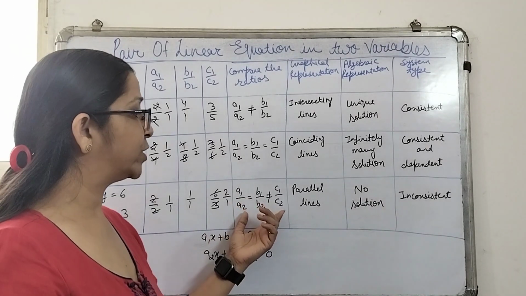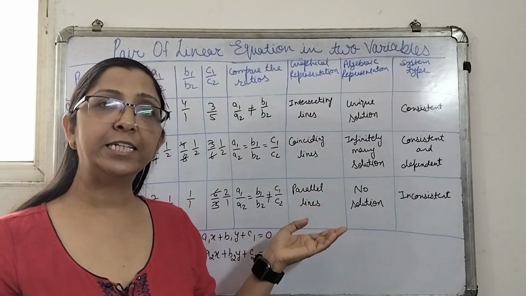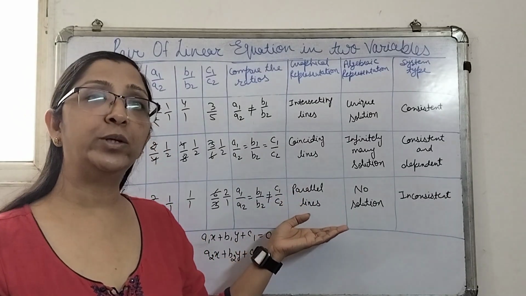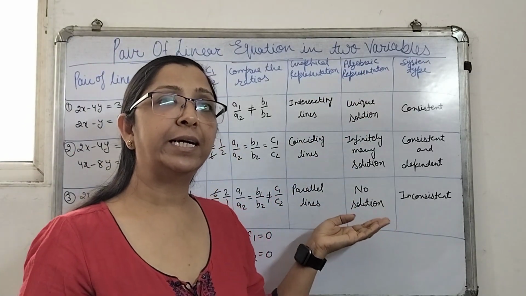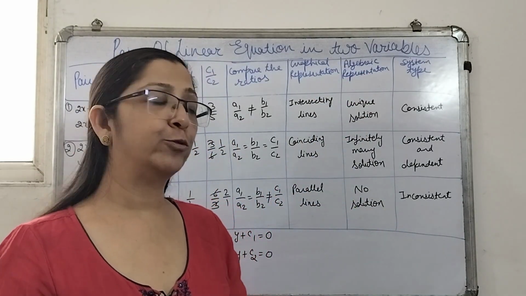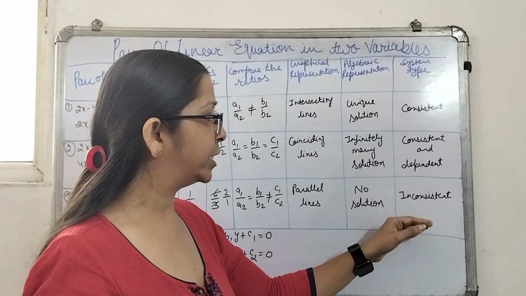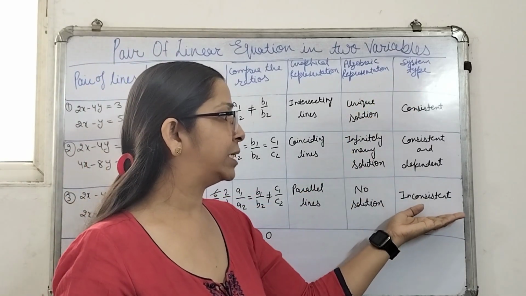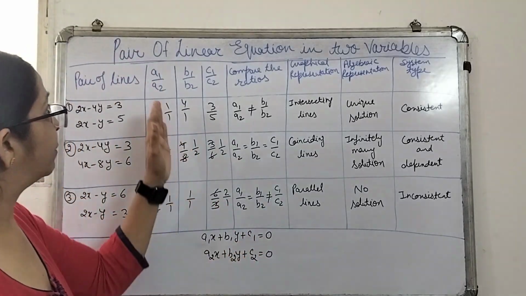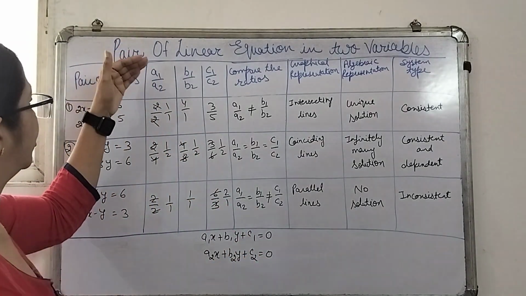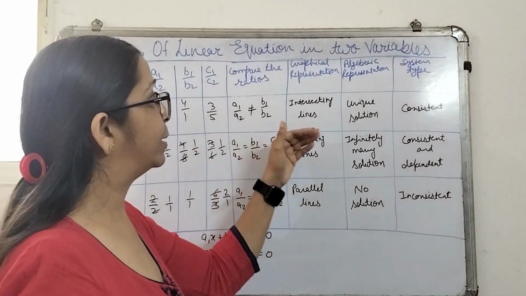When this type of equation comes, and if we plot it graphically, we will see that the lines formed will be parallel to each other. And if we solve it algebraically, we will see that there will not be any solution for this type of equation. Or we can say, because there is no solution, the system type of this equation is inconsistent.